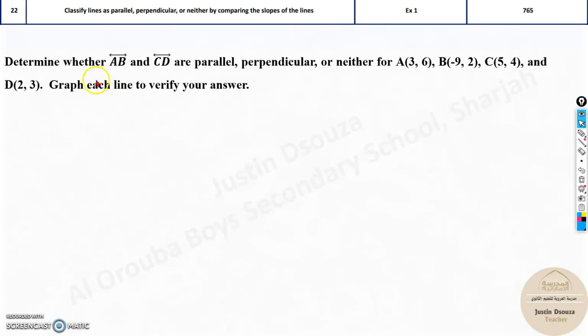So now let's look into the problem directly. Determine whether line AB and CD are parallel, perpendicular, or neither for these particular coordinates. Okay, and then graph each line to verify your answer. It is very important for you to draw a graph. Now the graph is not given. You won't be able to exactly draw the graph. If the graphing sheet is given, yes. Otherwise, just draw a random graph.